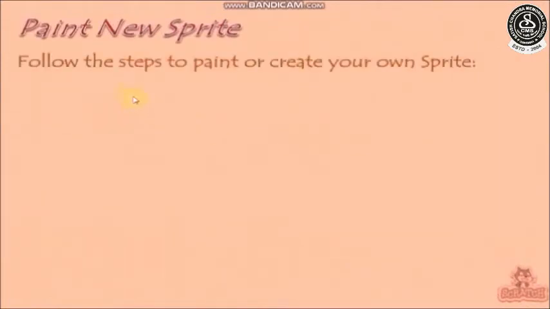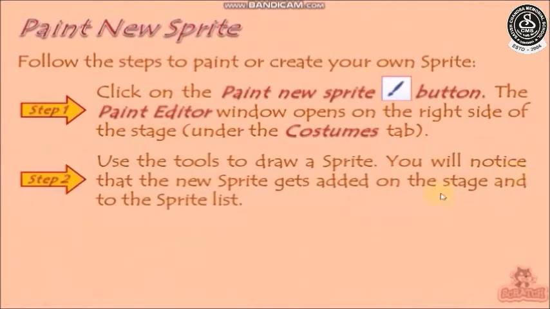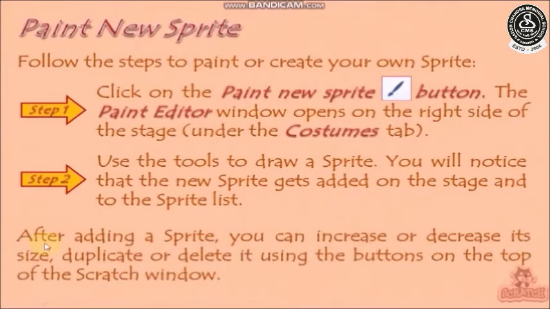Paint new sprite. Follow the steps to paint or create your own sprite. Step number 1, click on the paint new sprite button. The paint editor window opens on the right side of the stage under the costumes tab. Step number 2, use the tools to draw a sprite. You will notice that the new sprite gets added on the stage and to the sprite list. After adding a sprite, you can increase or decrease its size, duplicate or delete it using the buttons on the top of the Scratch window.